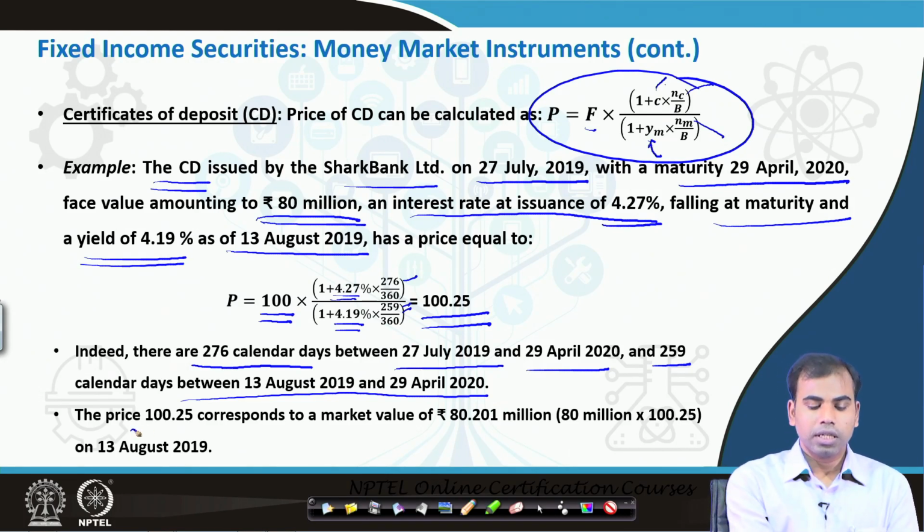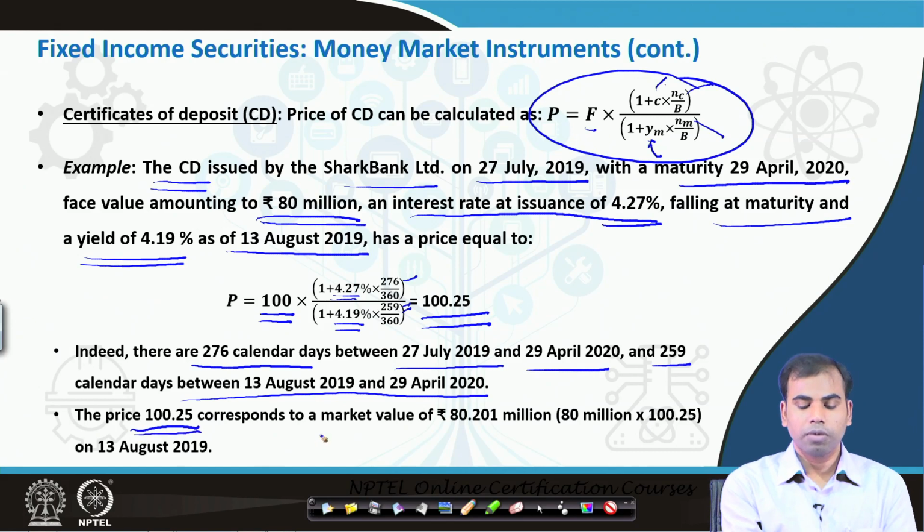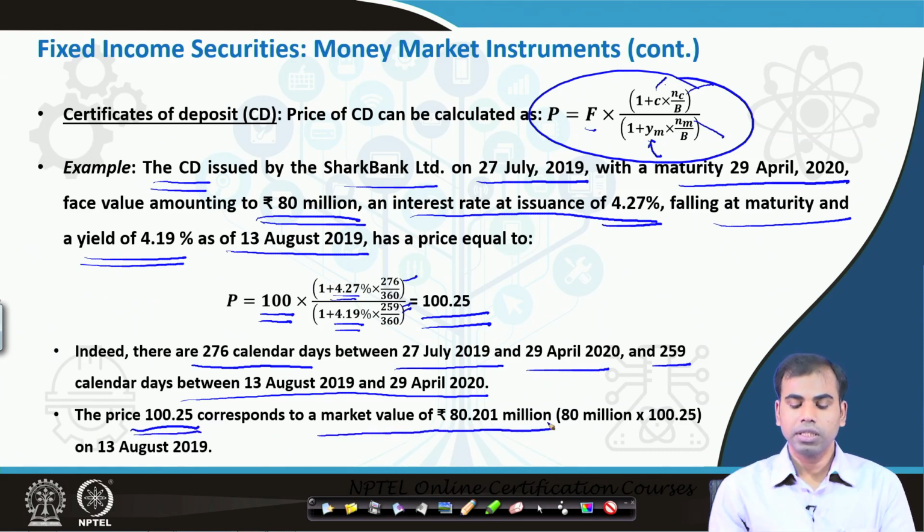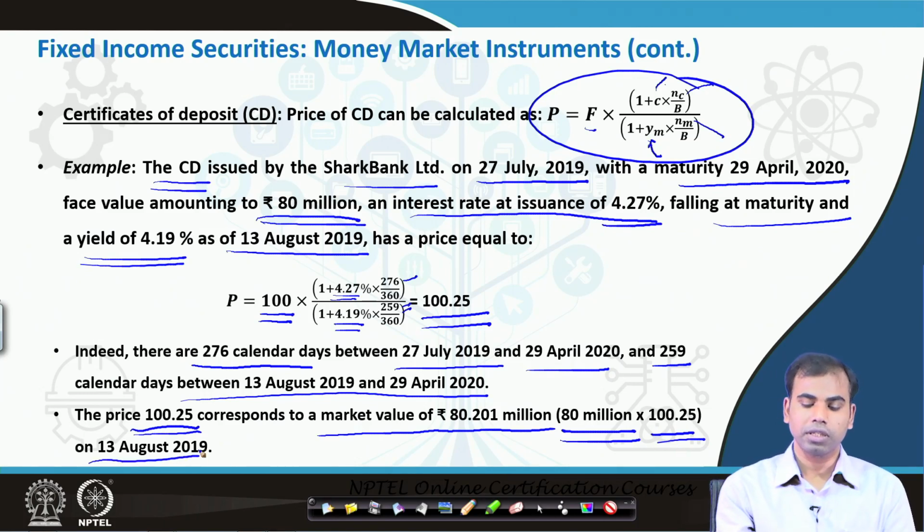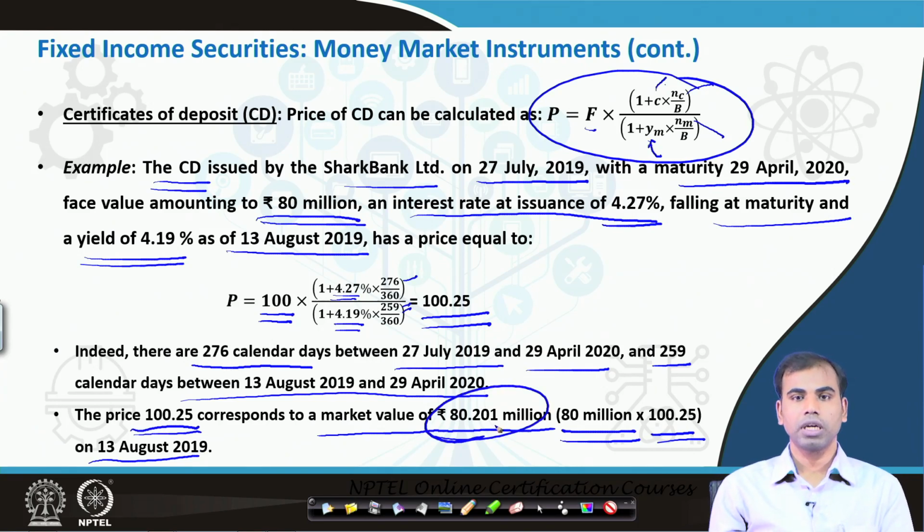The price 100.25 corresponds to a market value of 80.201 million rupees, which basically is a function of 80 million of face value and 100.25 rupee of the price that we have obtained on the date of settlement. So, this is the market value of the certificate of deposit as on 13th August 2019. This is how we can calculate the price of a certificate of deposit.